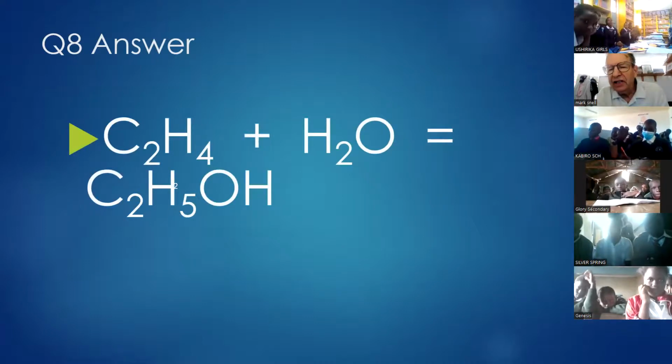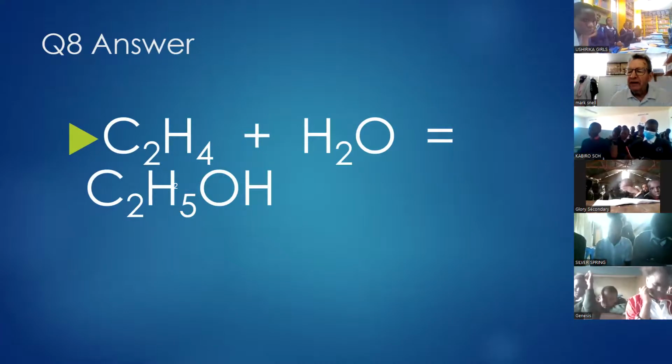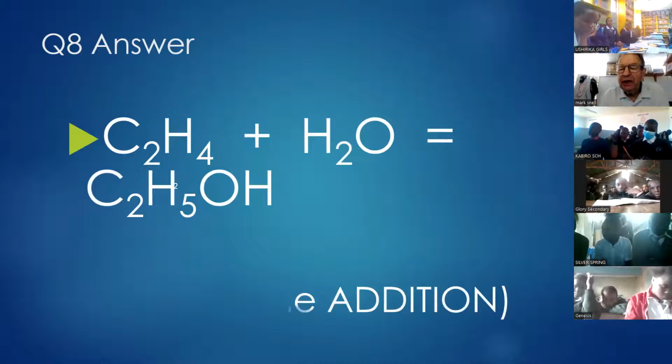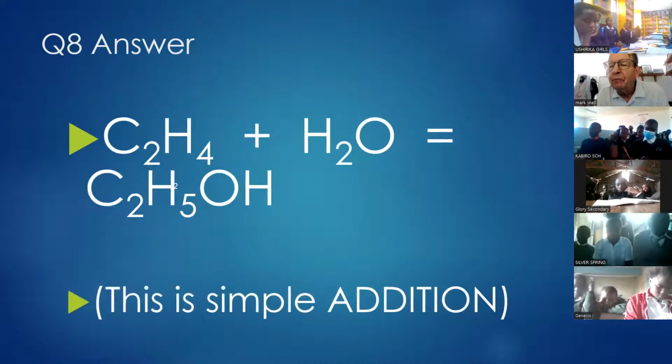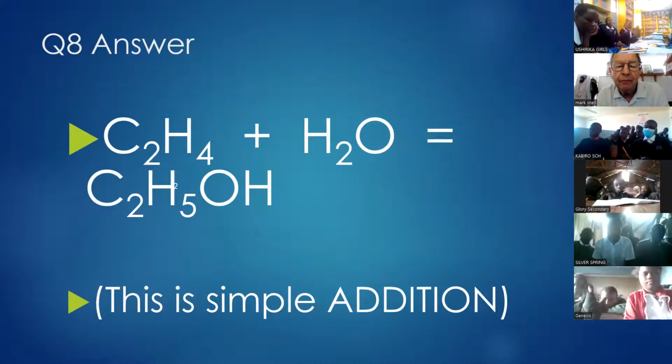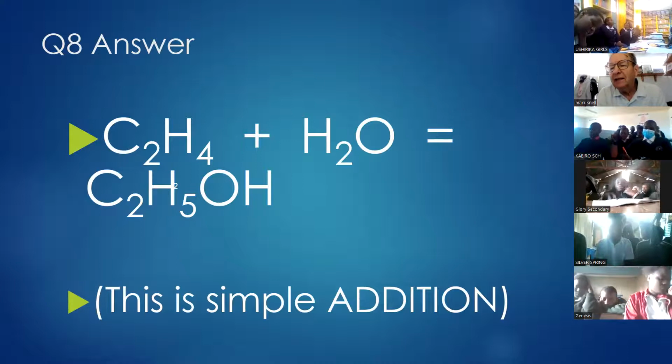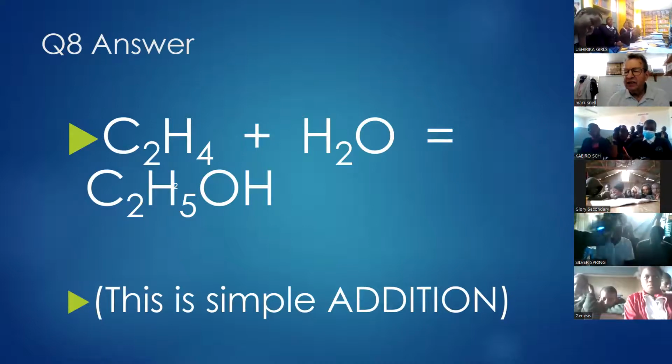C2H4 plus H2O goes to C2H5OH. What's rather important about this is that this is simply an addition reaction. Alkenes react by addition. They are just added together. So C2H4, the double bond breaks, the hydrogen joins on one and OH on the other. C2H4 plus H2O goes to C2H5OH.